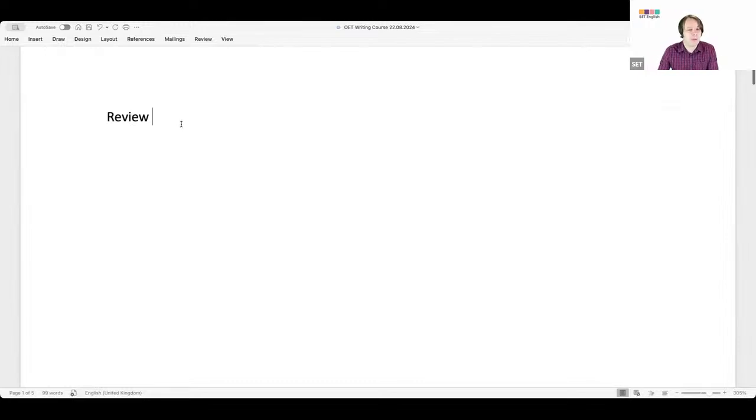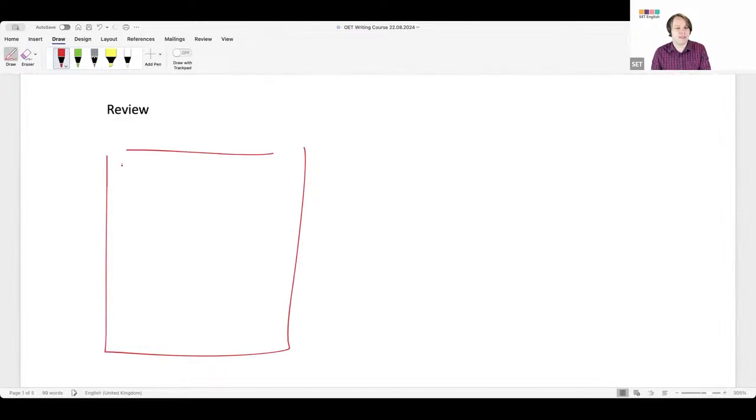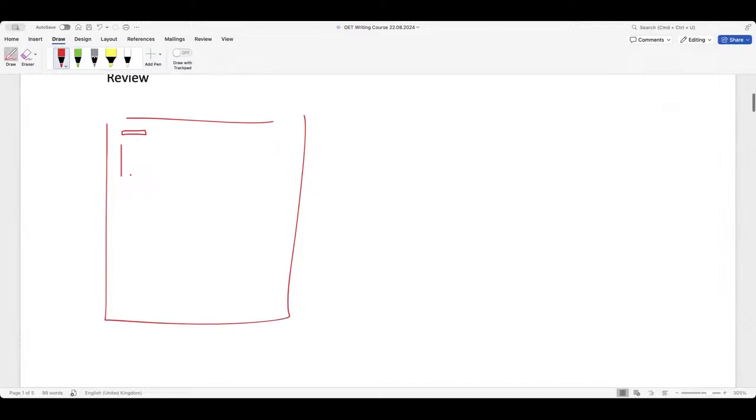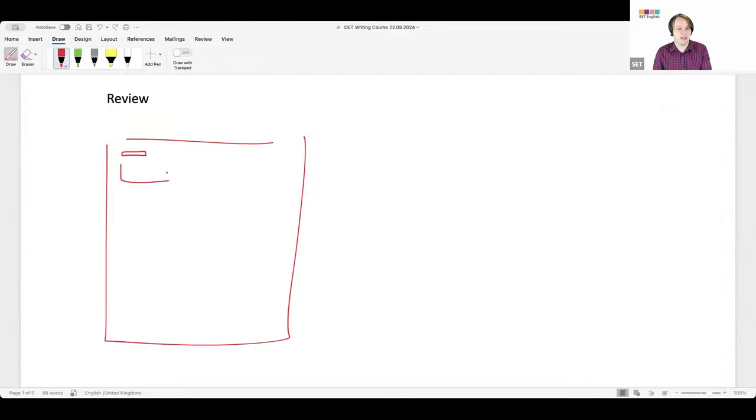So layout. I'm going to quickly draw something. You guys tell me the layout. This is an OET letter. What's this, everyone? The date. And then what's this? Address. Wait, that's too big. Let me just put this here. And then what's this, guys?